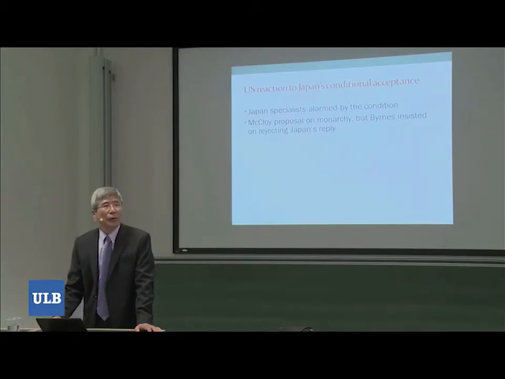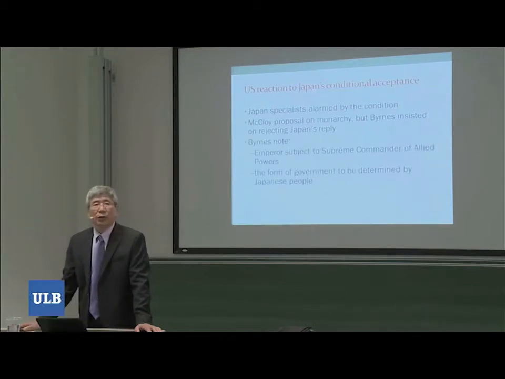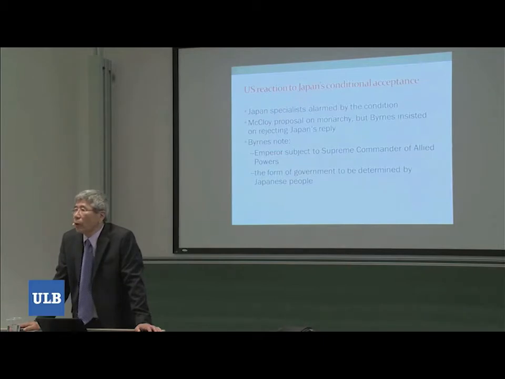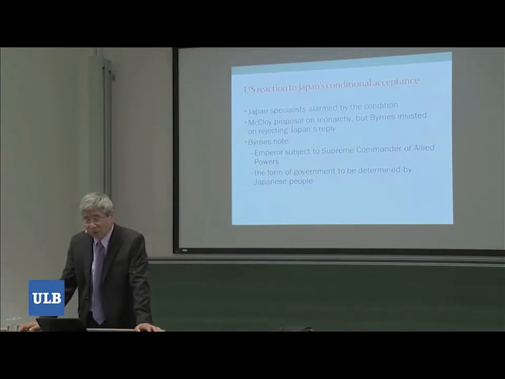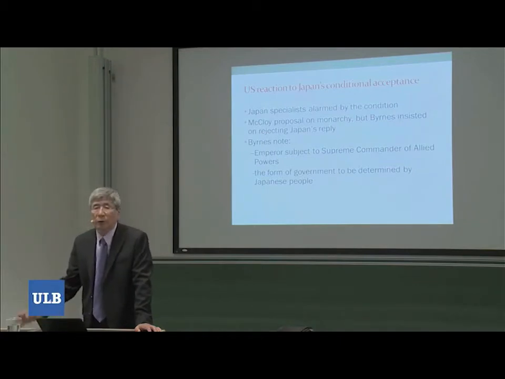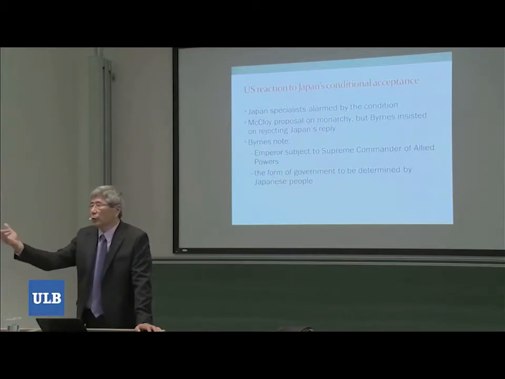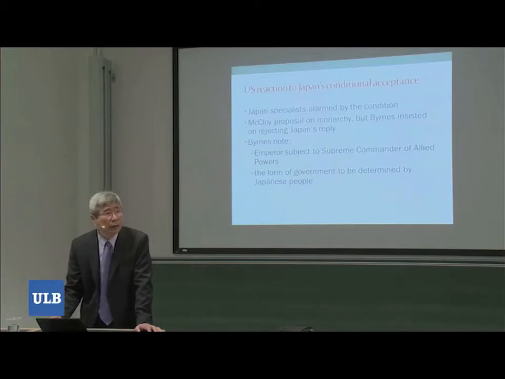And so, Byrnes composed the so-called Byrnes Note, a reply to the Japanese conditional acceptance of the Potsdam terms. And Byrnes' note stated, Article 1, that the emperor is subject to the Supreme Commander of the Allied Powers. Emperor is subject to MacArthur, right? And number 4 says the form of government will be determined by the Japanese people. Whether the emperor system will be preserved or not will be determined by the Japanese people. This is more or less the provision that was left in the Potsdam Declaration, Potsdam Ultimatum. And so that was relayed to the Japanese government.